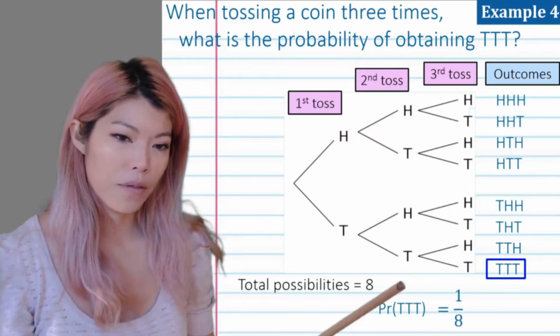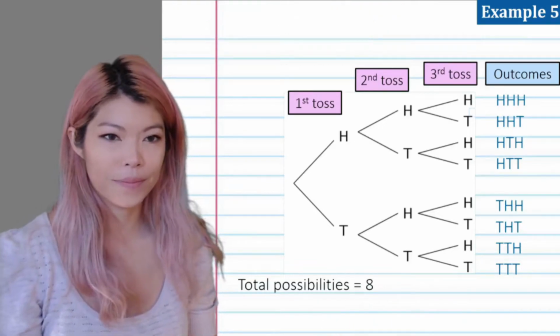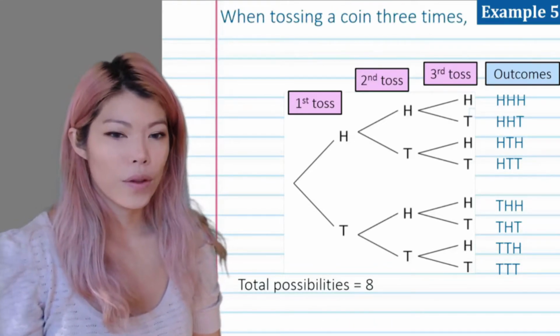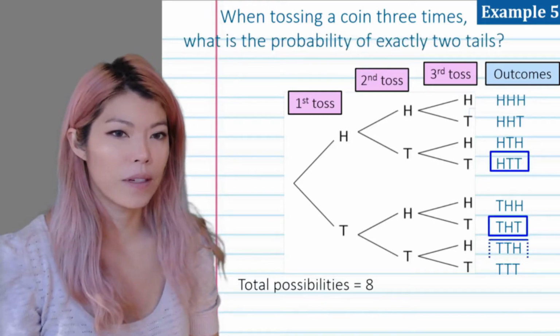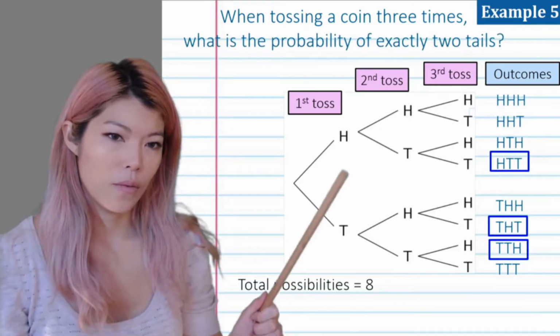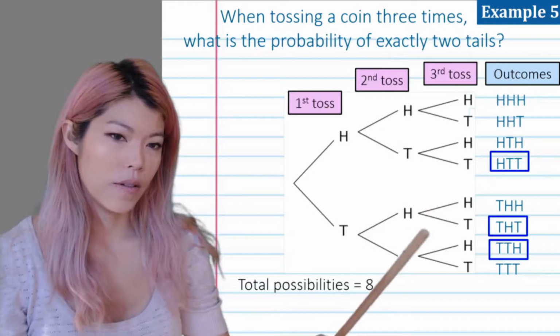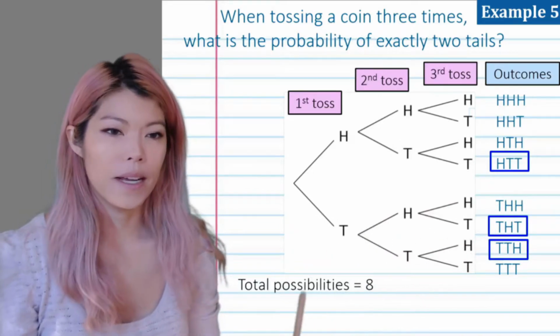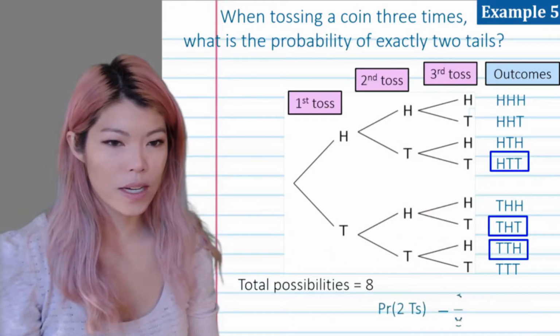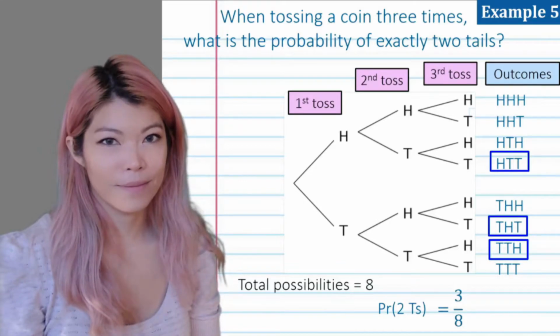So the probability of 3 tails is 1 over 8. When tossing a coin 3 times, what is the probability of exactly 2 tails? So here we have tail, tail, tail, head, tail, tail, tail, head. So exactly 2 tails is 3 out of the 8.